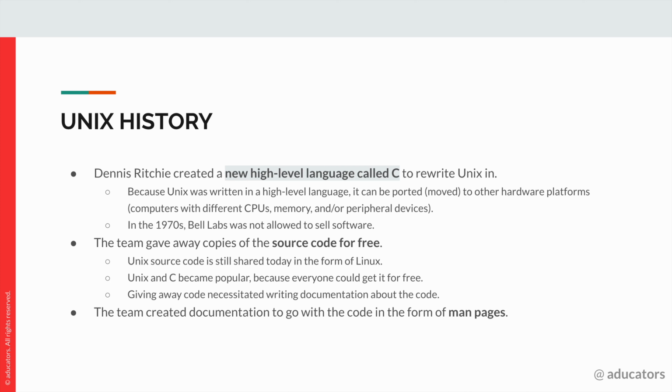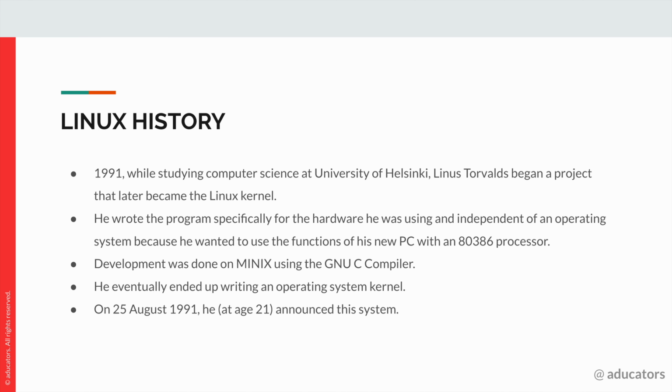In the 1970s, Bell Labs was not allowed to sell software. The team gave away copies of the source code for free. Unix source code is still shared today in the form of Linux. Unix and C became popular because everyone could get them for free. The team created documentation to go with the code in the form of man pages. So that was the history of the Unix operating system.